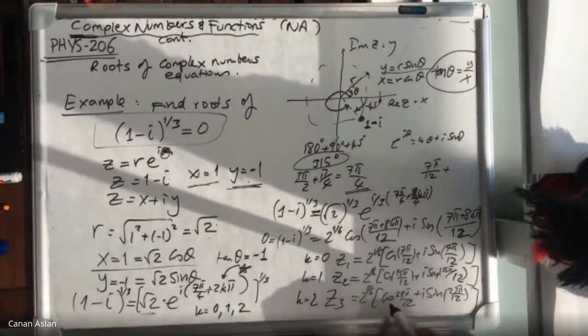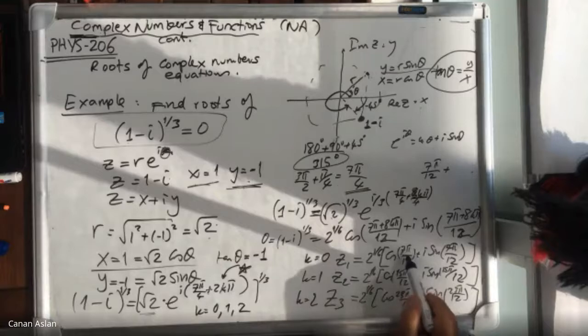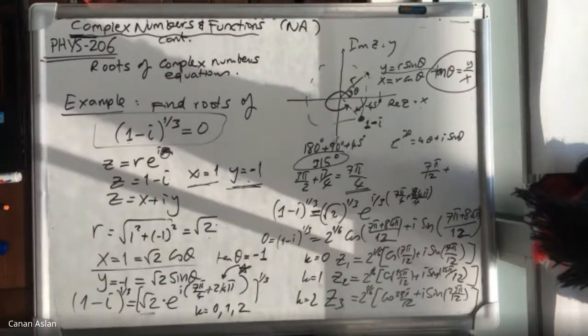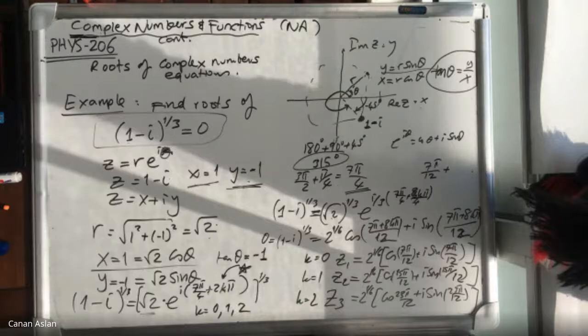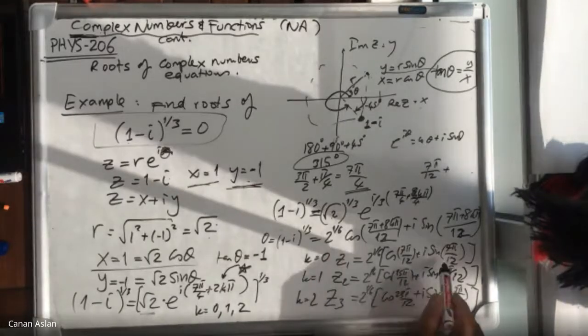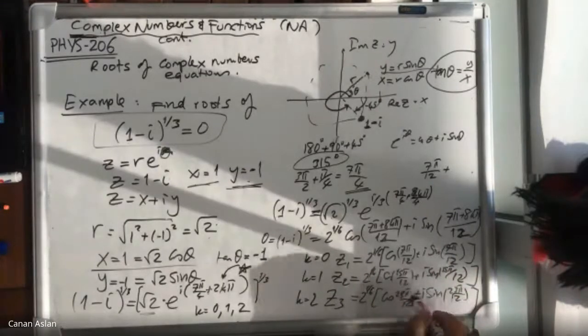As you see, the roots are also complex. So these are just numbers. Cosine 7 pi over 12 and sine, for instance, 23 pi over 12 is just a number, and 2 to the power of 1/6 is also some kind of number which is smaller than 1, and then you can just multiply these numbers to get individual complex roots.